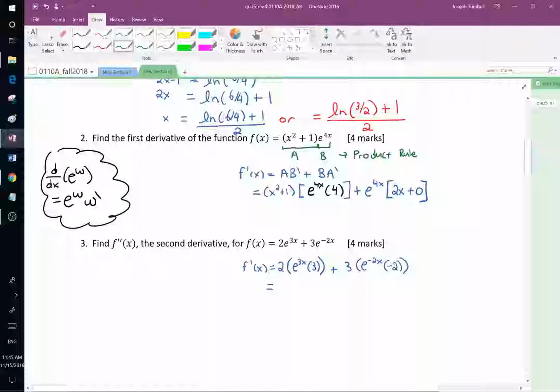So simplifying means combining the constants. 2 times 3, 6, and then e to the 3x, plus, well, minus, because we have negative 2 times 3, so minus 6 times e to the negative 2x. Okay, now we're going to do the next derivative.